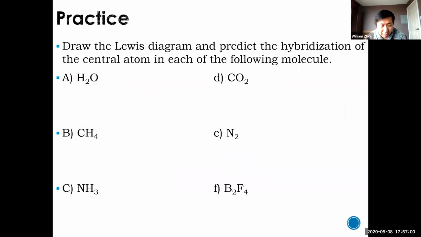All right, so here is a practice page. In this page, you have to draw the Lewis diagram, and then all you have to do is figure out the hybridization of the central atom. I'm going to give you like 2 minutes on this, and then I'll take it up, and we'll end it here.